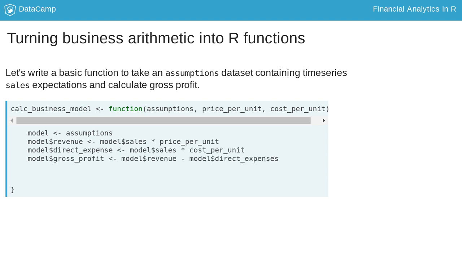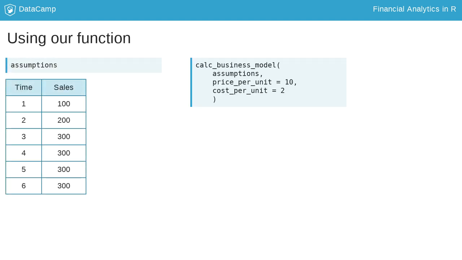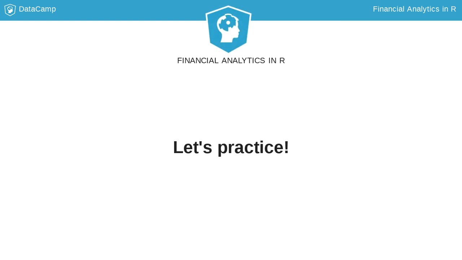There's just one other difference. At the end, we need to return something to the external environment so our work can be captured and not lost. To do this, we add a new line to the code body to print the resulting model data frame. Finally, we can call our function on our assumptions dataset to start building out the lines of our cash flow statement. Now it's your turn.